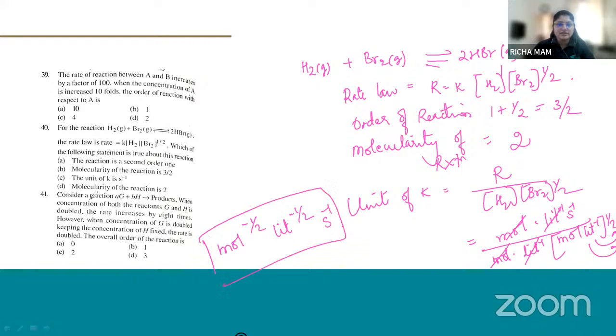So what is the correct answer? Which of the following statements is true? The reaction is second order? The order is 3 by 2, so this is wrong. The molecularity of reaction is 3 by 2? No, molecularity of reaction is 2, so this is also wrong. The unit of this is per second? No, this is also wrong. The molecularity of the reaction is 2? Yes, so option number D. Are you getting the same?